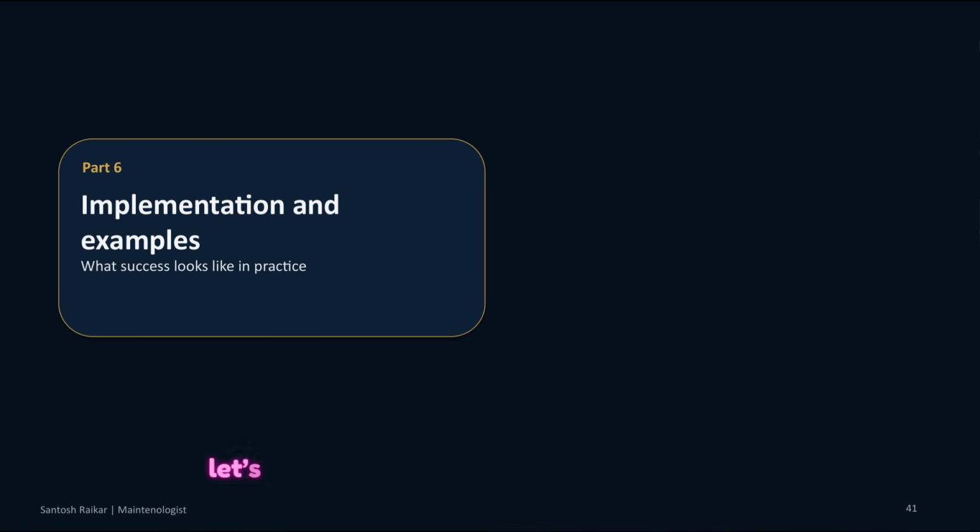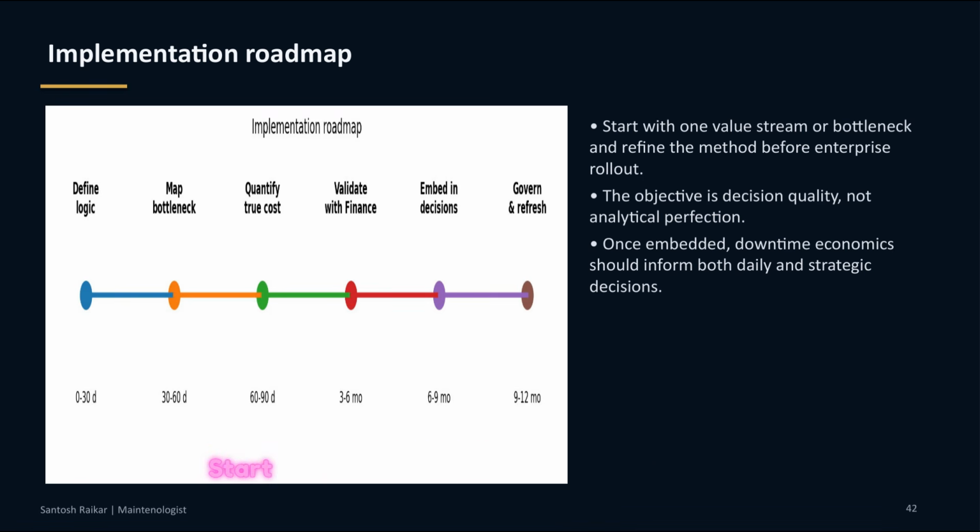Finally, in Part 6, let's look at how to implement this and review some real-world examples of what success looks like. Don't try to boil the ocean. Start with one bottleneck or one critical asset. Refine your methodology there, demonstrate the value, and then roll it out to the rest of the enterprise.